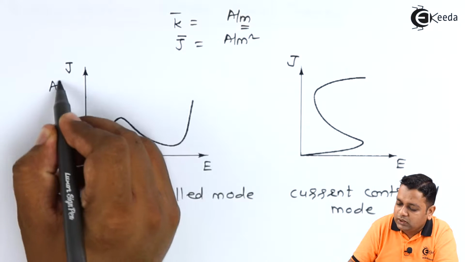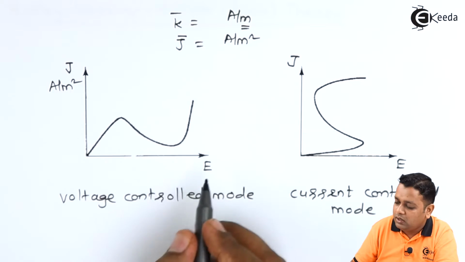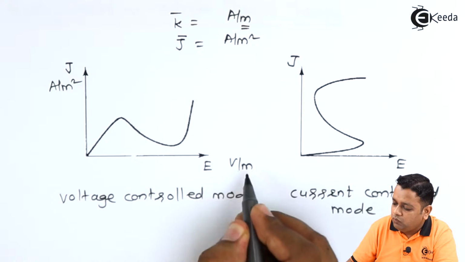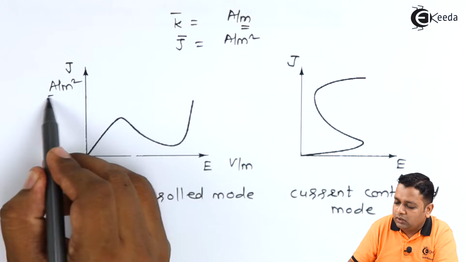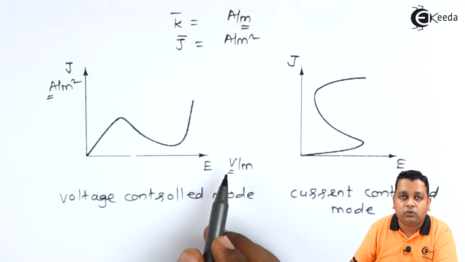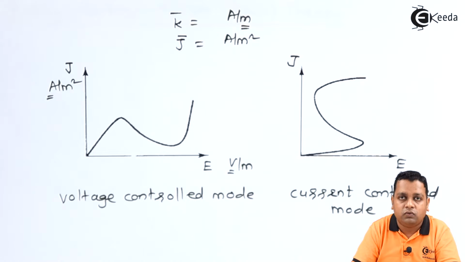Basically J as measured into the ampere per meter square, E measured into the volts per meter. So here the current with respect to the volt, so the current voltage or voltage current characteristic, VI characteristics of operation of the device, we can consider these to be the graphs.